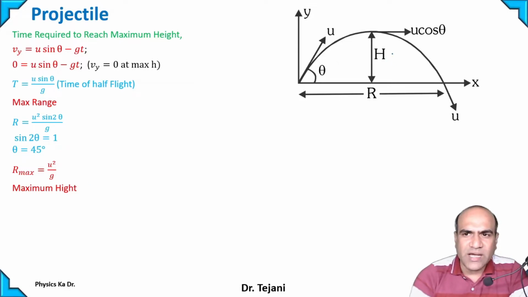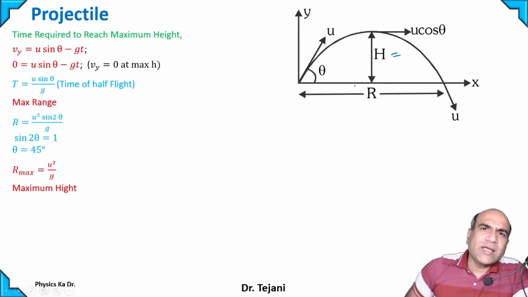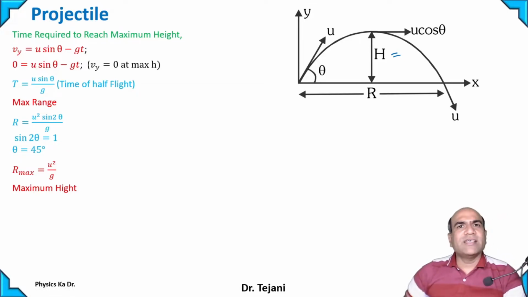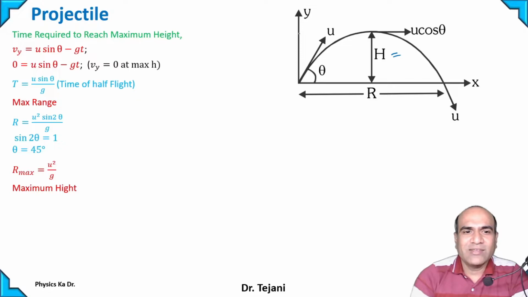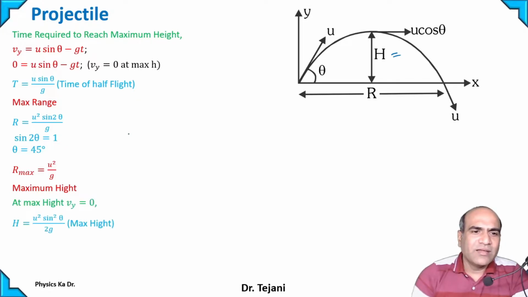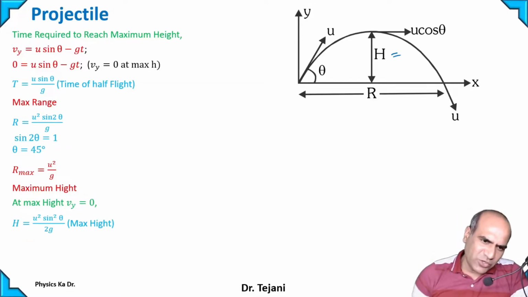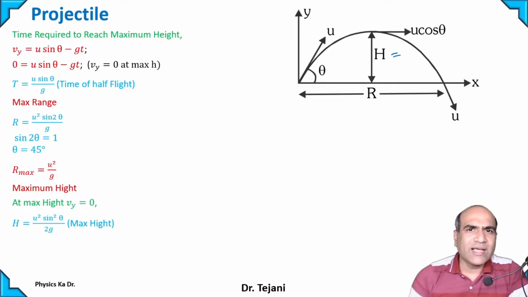Not talking about this range, but you can say at a particular angle, at what angle should the object be thrown so we can reach maximum height. So we have the equation for height: H is equal to u square sine square theta by 2g, which gives the maximum height.